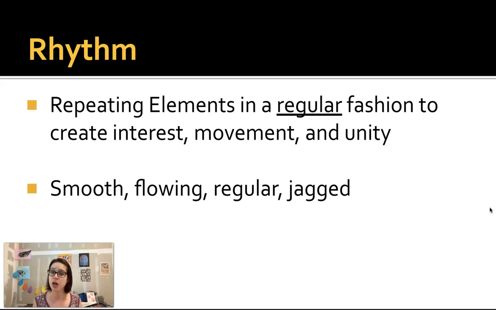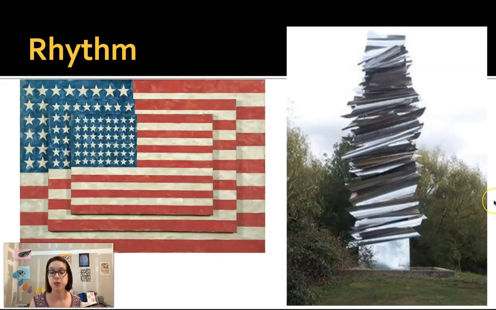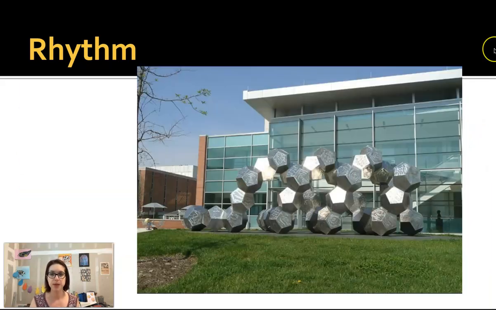There are different ways to talk about rhythm. We could say the rhythm is smooth or flowing, or the rhythm is regular or jagged. So these two examples here have rhythm. These flags are repeating inward, while this sculpture, there's a sense of rhythm due to the placement of these different parts of the design. This also has a sense of rhythm.